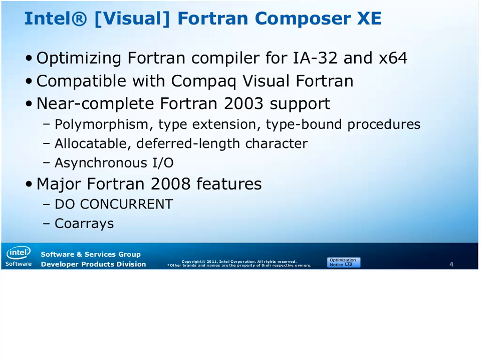We also support some major features from the recently approved Fortran 2008 standard. Do concurrent is an easy way of doing things in parallel in a do loop type environment. And coarrays is a major feature of the Fortran 2008 language that is a parallel processing feature that allows you to take your parallel application and run it not only on a single system, but shared across a cluster of systems. I'm not going to talk about those features today.